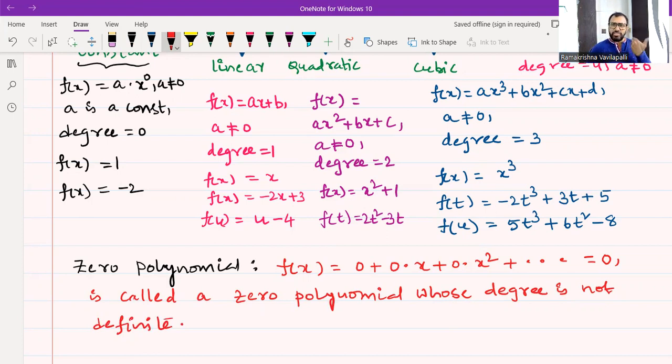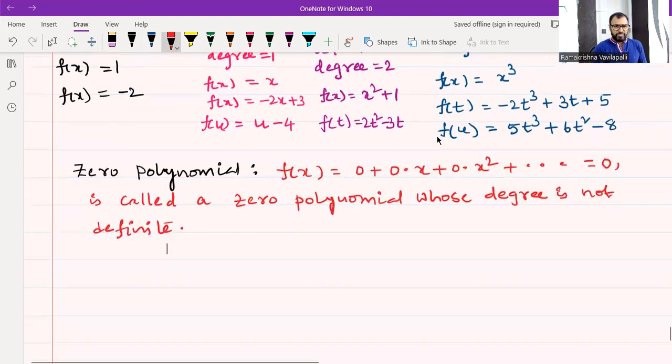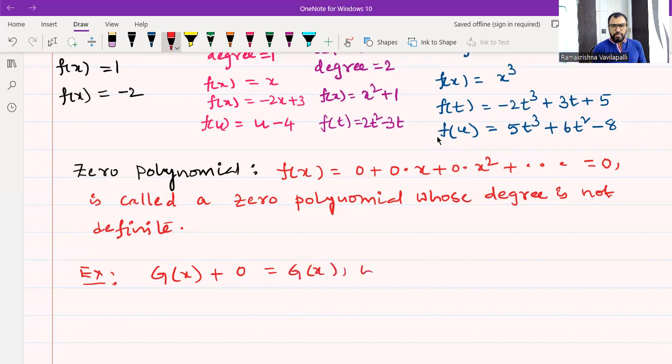So if you add a zero polynomial to any polynomial, you will get the same polynomial. Here I am writing that if you add a zero polynomial to any polynomial, for example, g of x plus 0 equal to, you will get simply g of x, where g of x is a polynomial.